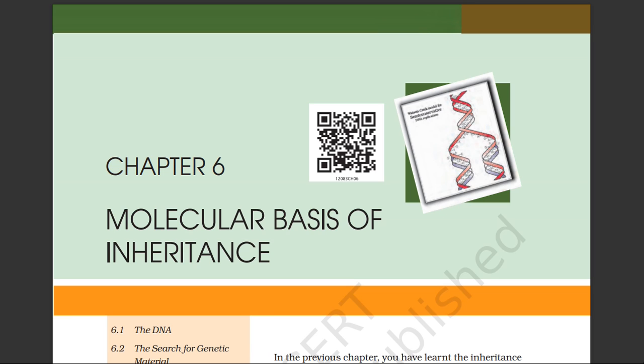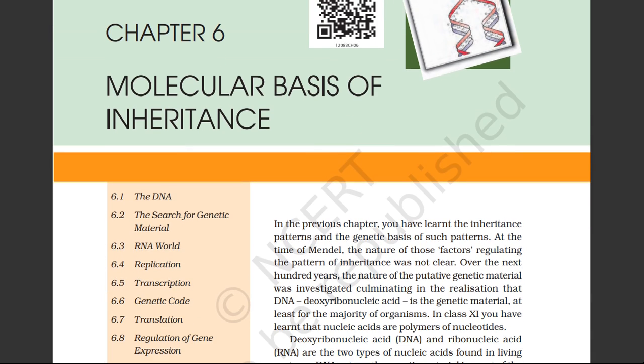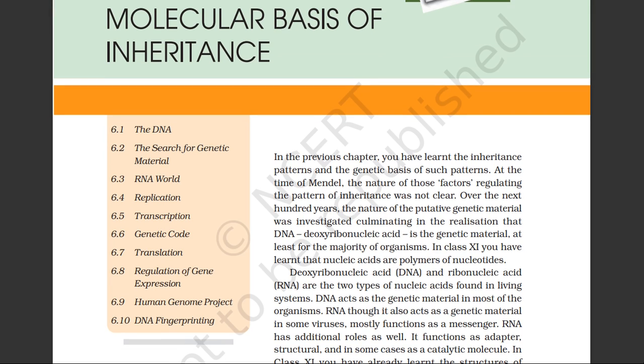In the previous chapter, you have learnt the inheritance patterns and genetic basis of such patterns. At the time of Mendel, the nature of those factors regulating the pattern of inheritance was not clear. Over the next 100 years, the nature of the putative genetic material was investigated, culminating in the realization that DNA, deoxyribonucleic acid, is the genetic material, at least for the majority of organisms.